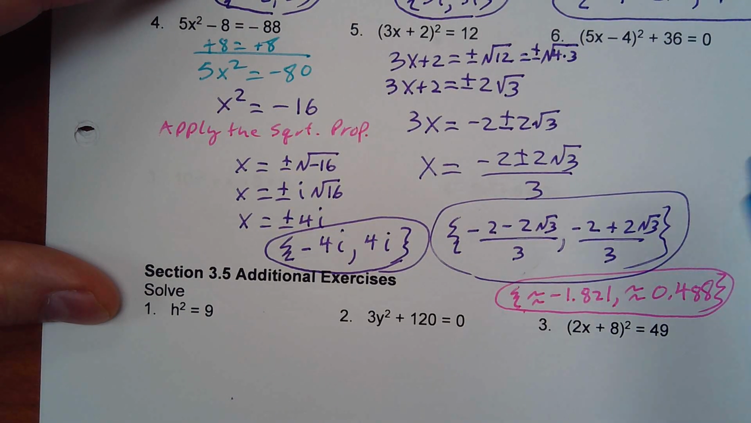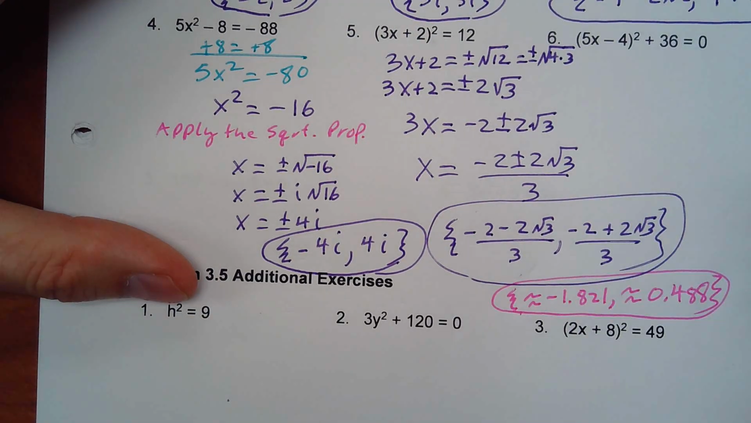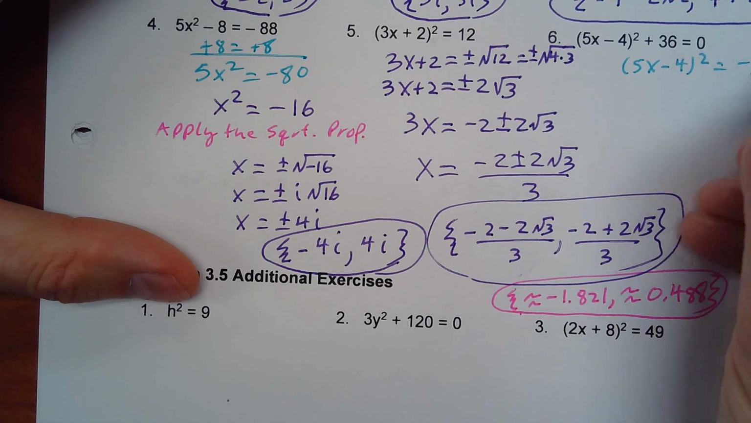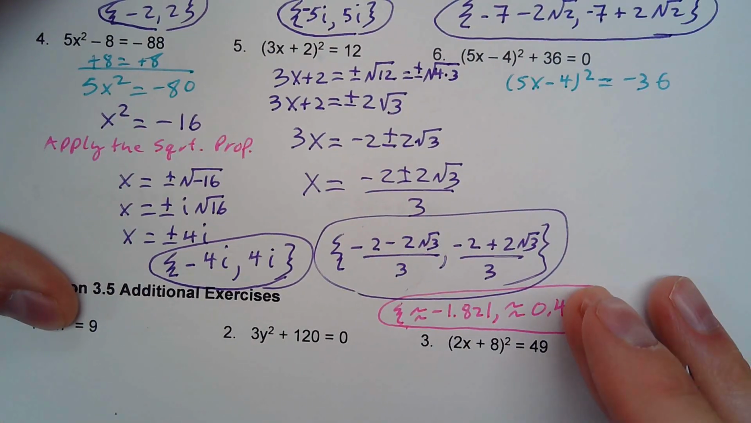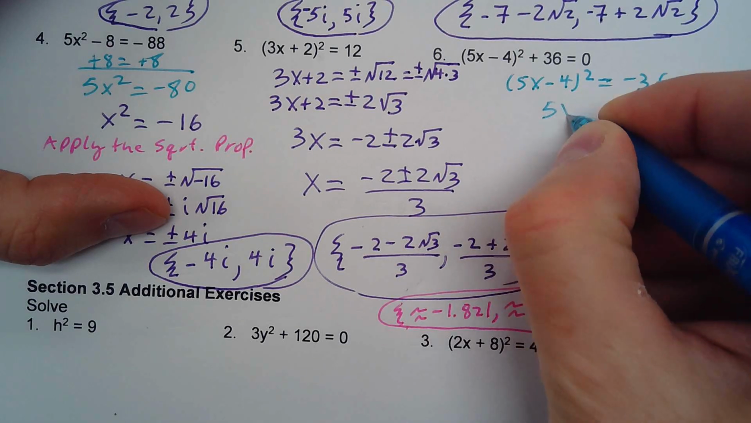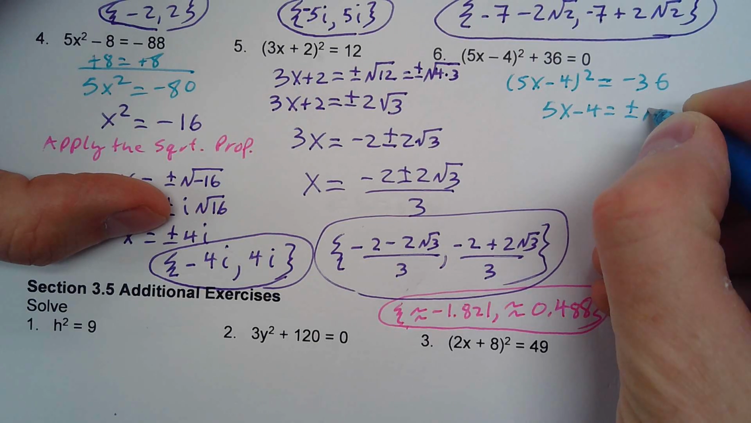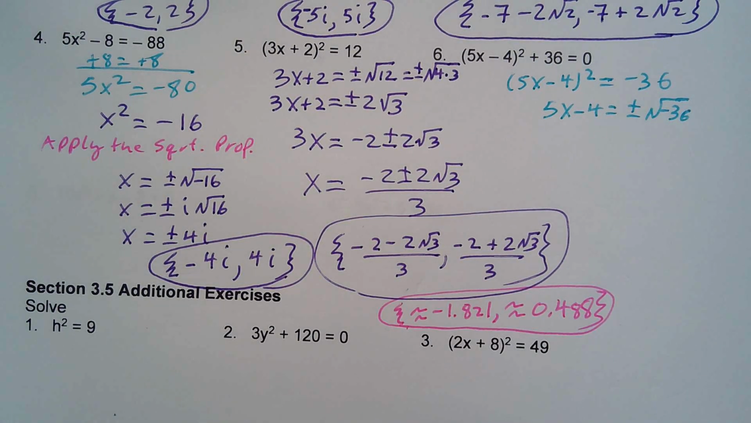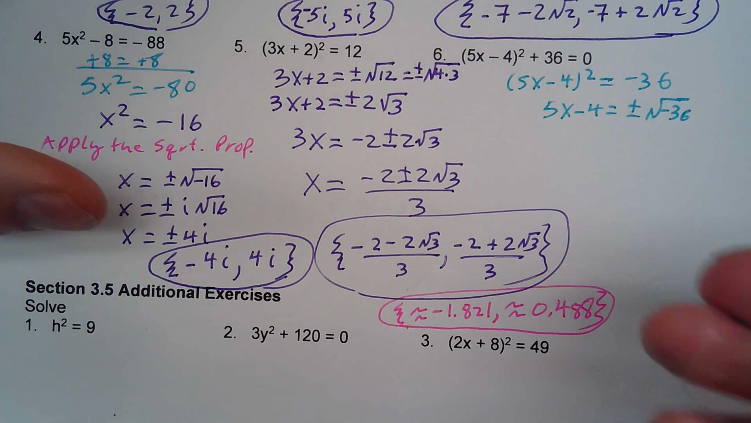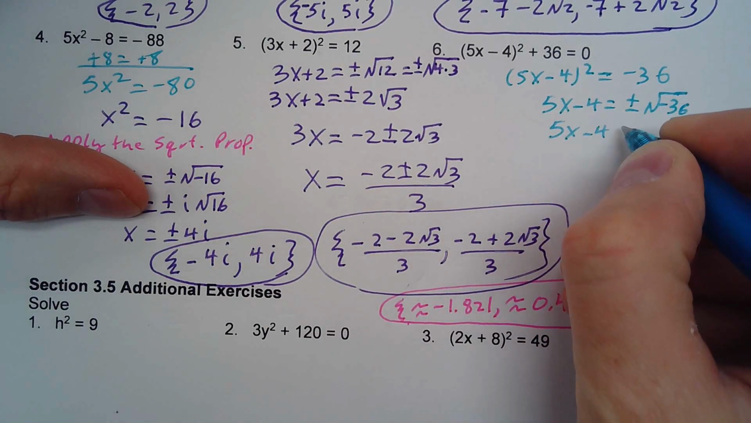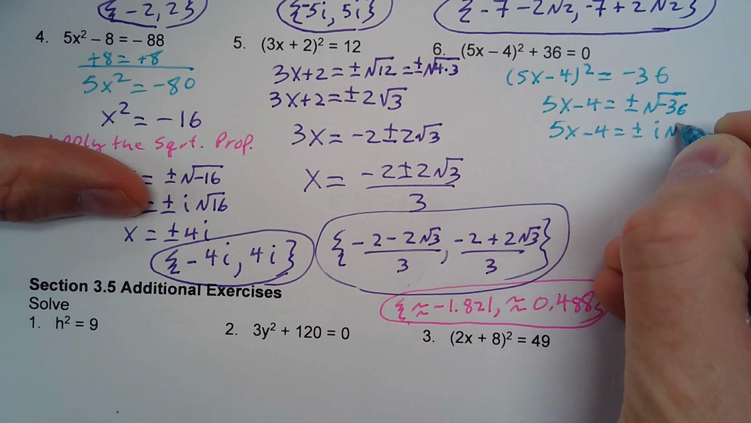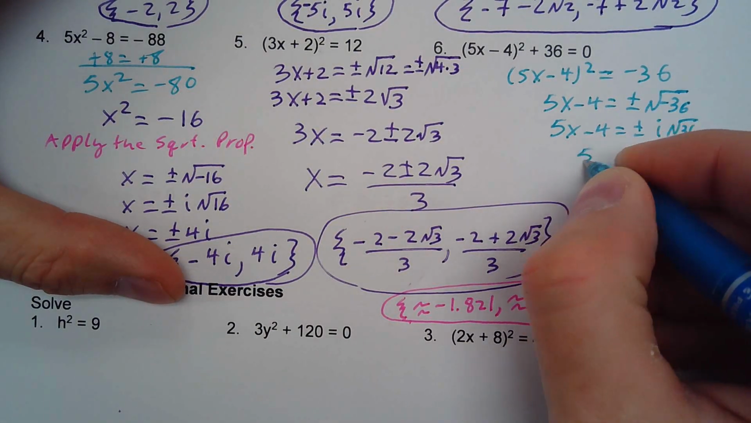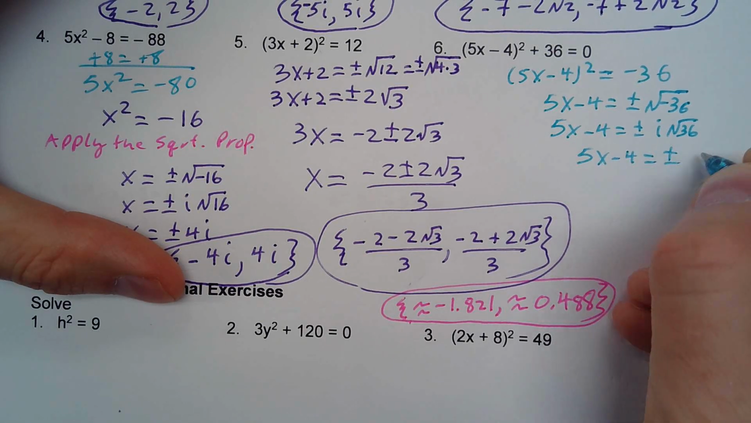Let's try this one. So here we're going to subtract 36 from both sides. We're going to apply the square root property. And now when we simplify that, well, we have a negative there, so we have to write that in terms of i. And then the square root of 36 is 6. So that's going to give us 5x minus 4 equals plus or minus 6i.